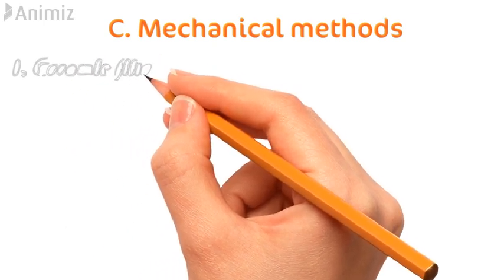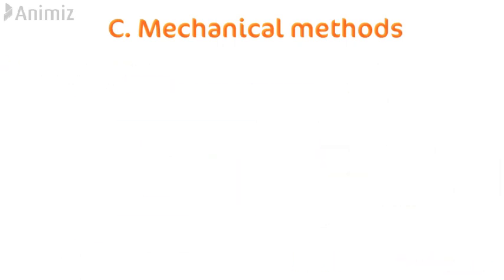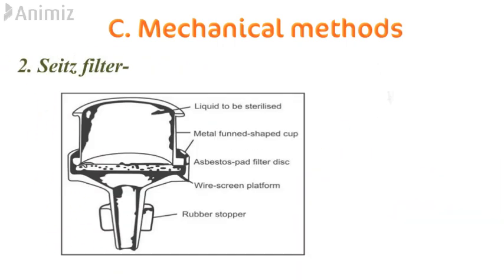The first type of filters are called ceramic filters. They are also called candle filters and are made of porcelain or kieselguhr. They have an opening to which a vacuum pump is connected and the pressure is reduced. Due to the pressure difference between outside and inside of the candle, the solution moves into the candle and is filtered.